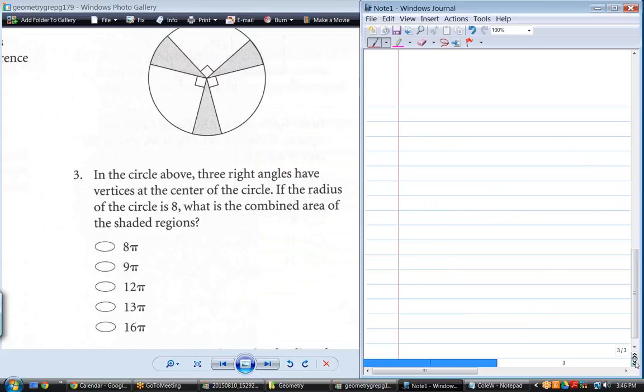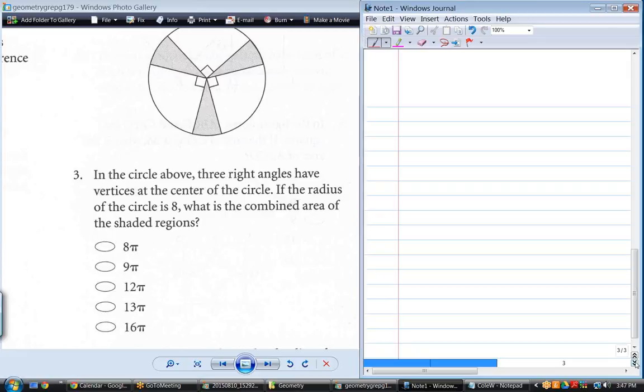So in the circle above, 3 right angles have vertices at the center of the circle. If the radius of the circle is 8, what is the combined area of the shaded regions? It's a little tricky to be in the basic section.